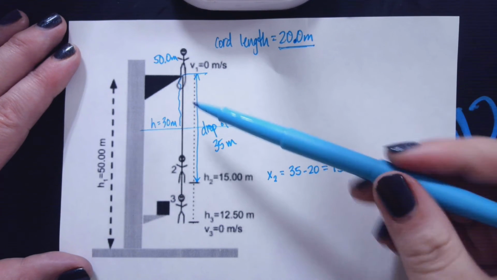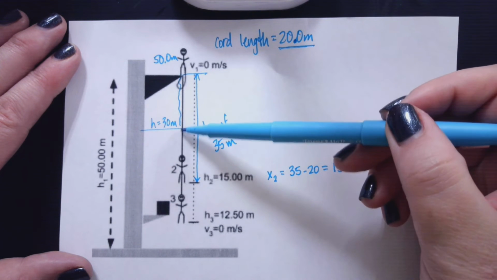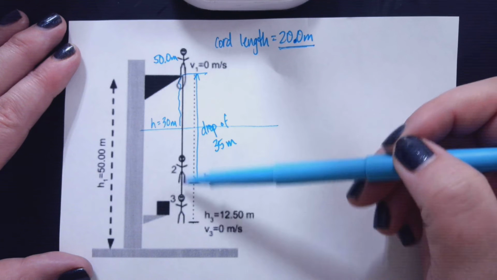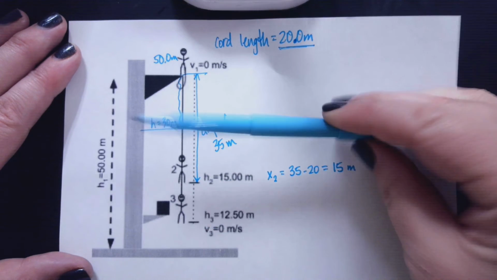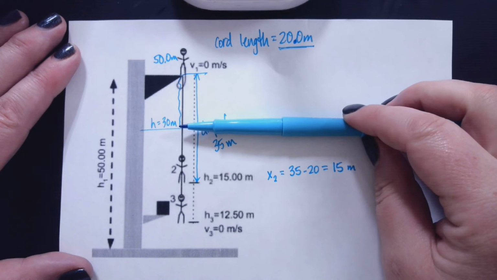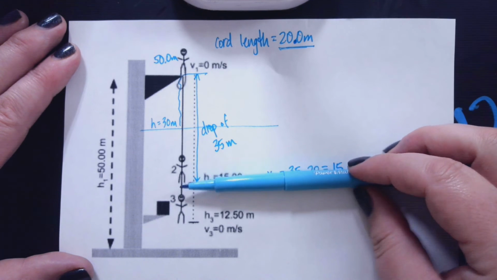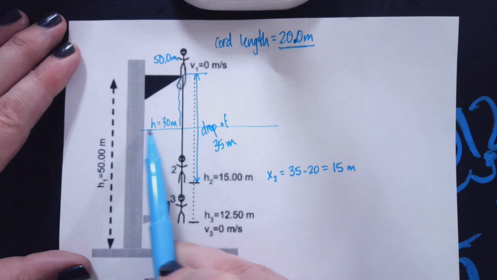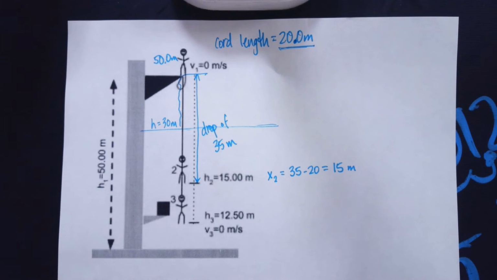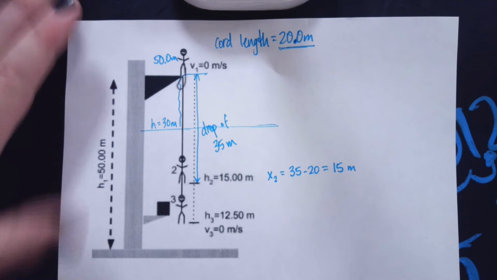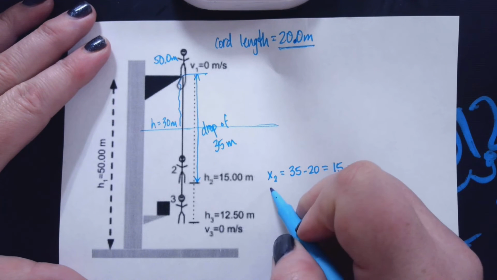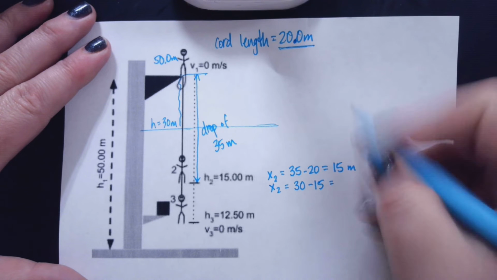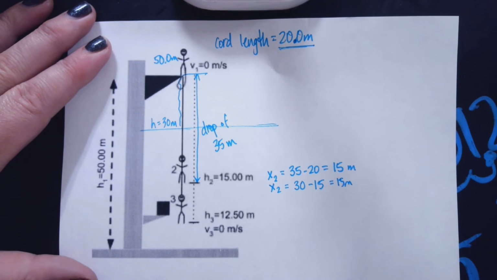Or the other way I could do it is I could say that anything below a height of 30 means that there would be some sort of a stretch, because the bottom of the bungee cord is 30 meters off the ground. So to get down to 15, I would have to stretch it an extra 15 as well. Personally, I do it this way, where I figure out where the bottom of the cord is going to be and then figure out how much extra it has to stretch. So that would be X2 equals 30 minus 15, which is also 15. So it's the same answer either way.